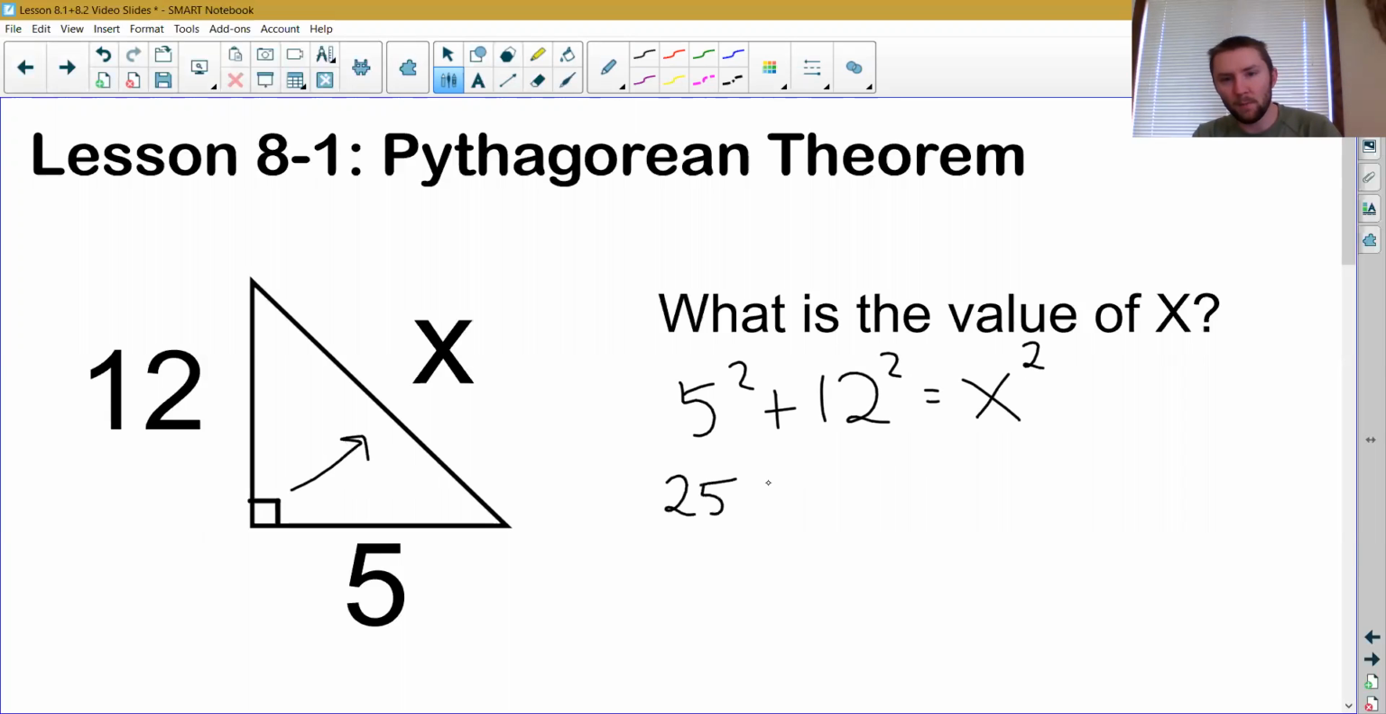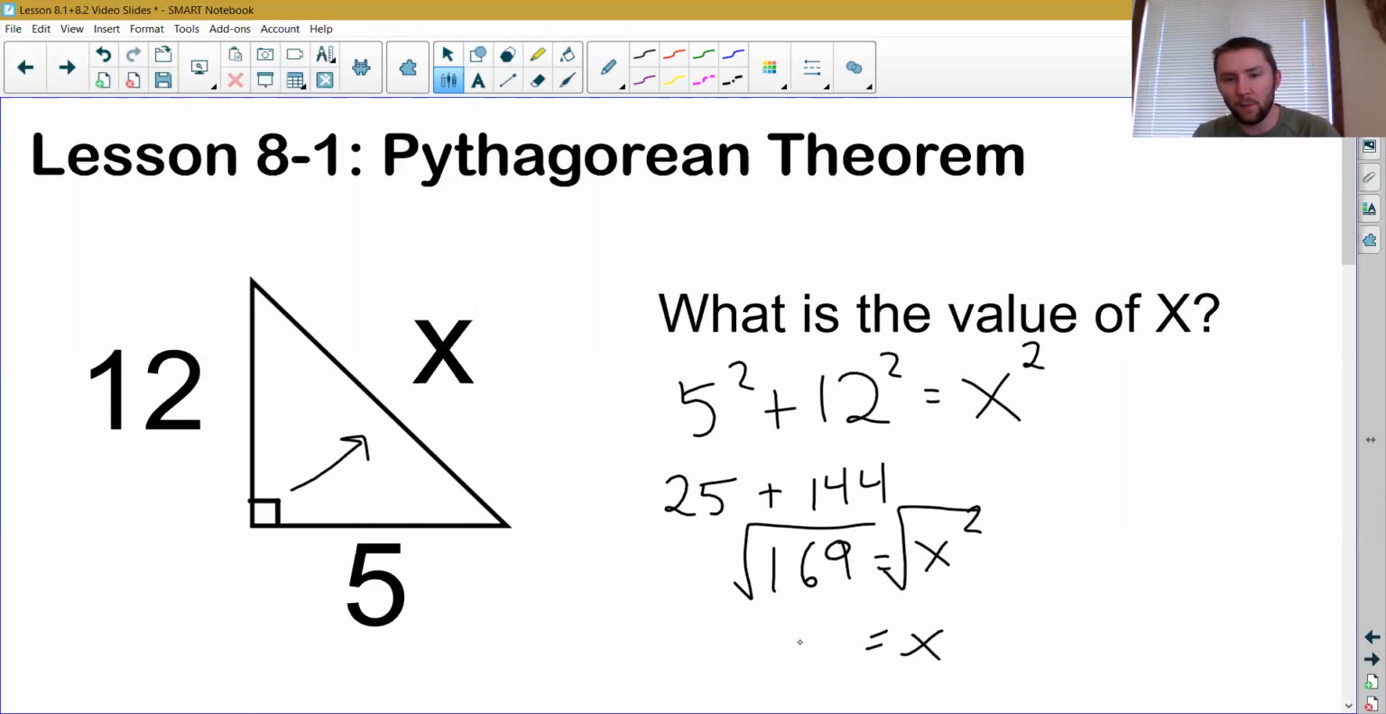So of course this would become 25 plus 144. 25 plus 144 is 169, which is equal to x squared. And then we can solve that by unsquaring, or square rooting both sides, and we end up at 13. Now remember, when we square root, we always have a positive negative option, but in geometry class, because we're talking about lengths of things, we do not worry about the negative version. We just take the positive answer, okay?